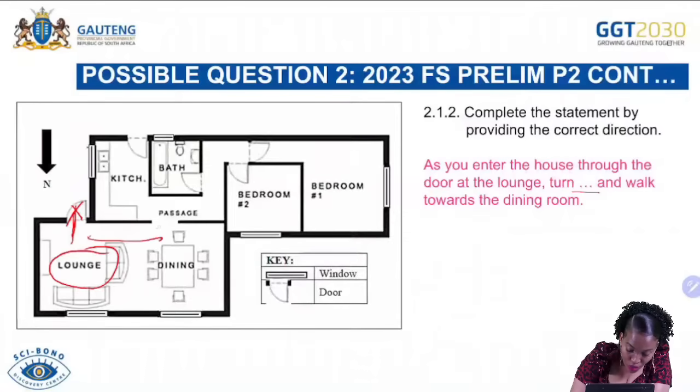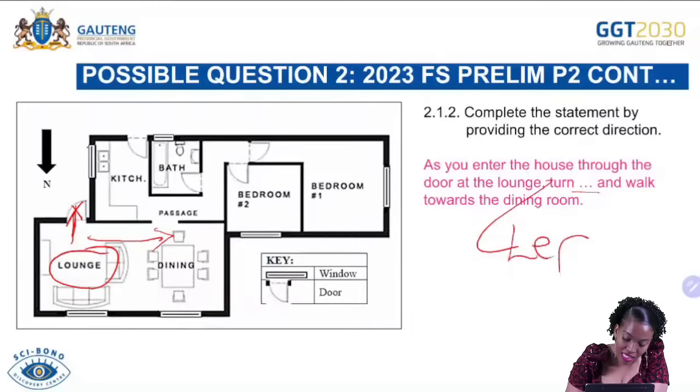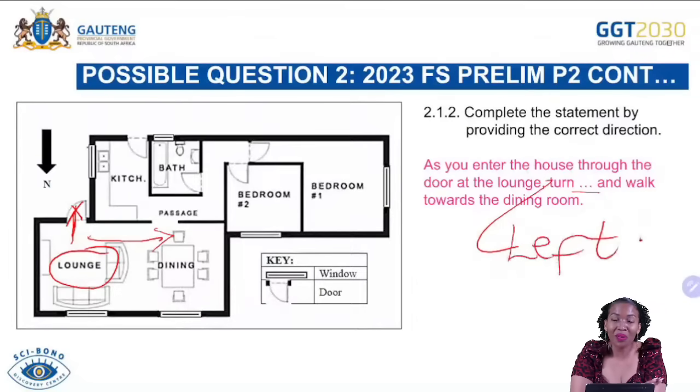towards the dining room. There is the dining room. So I want you to put yourself in that position. So it means where must you turn? You must actually turn where? You must turn left. So the correct answer for this question was either right or left.